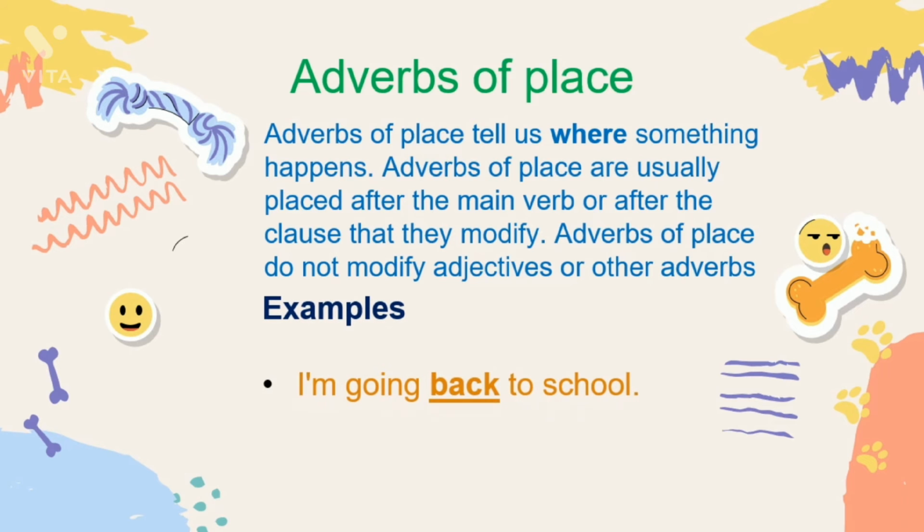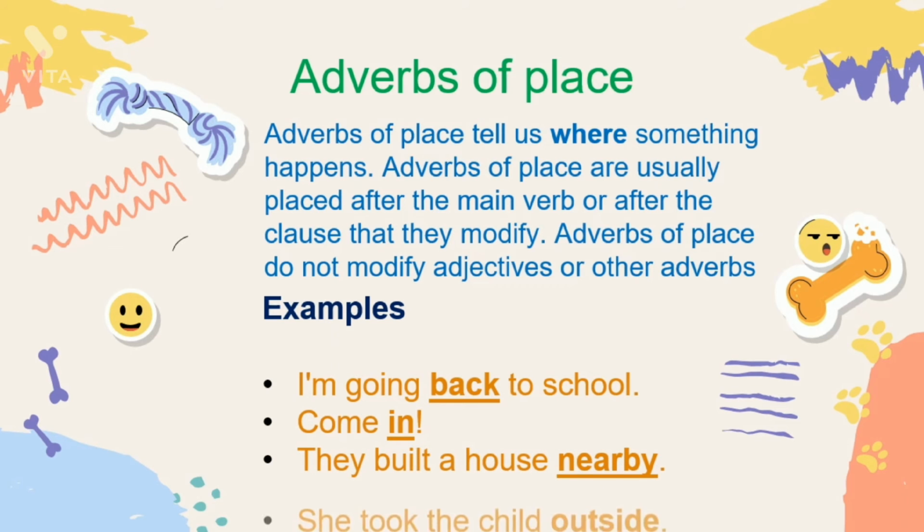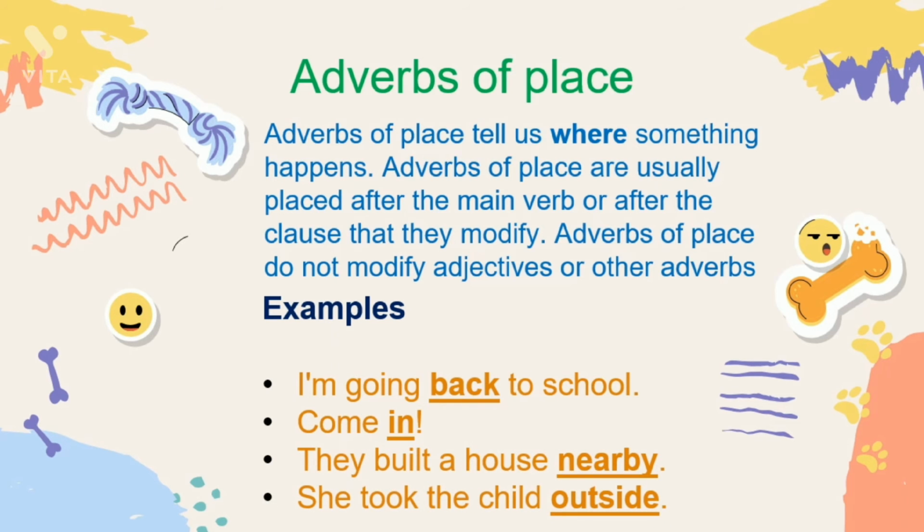Examples: I'm going back to school. Come in. They built a house nearby. She took the child outside. So the words back, in, nearby, and outside are some of the examples of the adverbs of place.